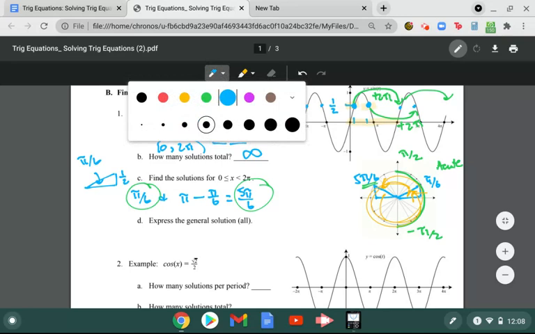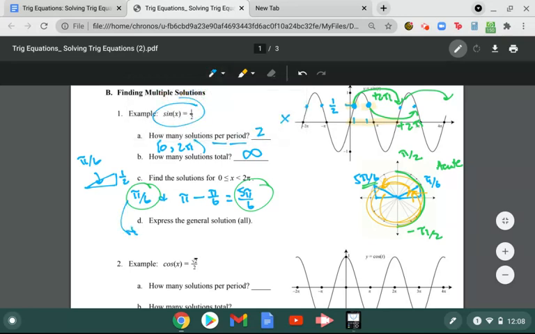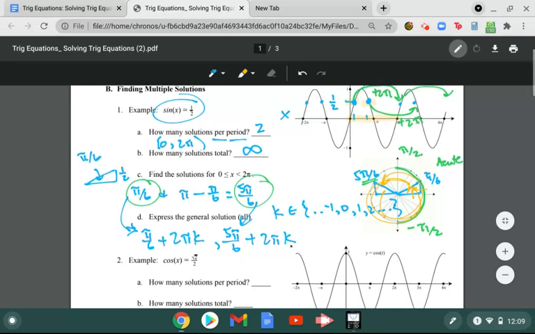So I go ahead and take these base solutions, and I form the general solution. So pi/6 plus multiples of 2 pi k. And then from the other one, my second base solution, 5 pi/6 plus multiples of the period, 2 pi k. K is just an integer, so it's going to be like negative 1, 0, 1, 2, and so on. So I'm adding or subtracting intervals of that period.